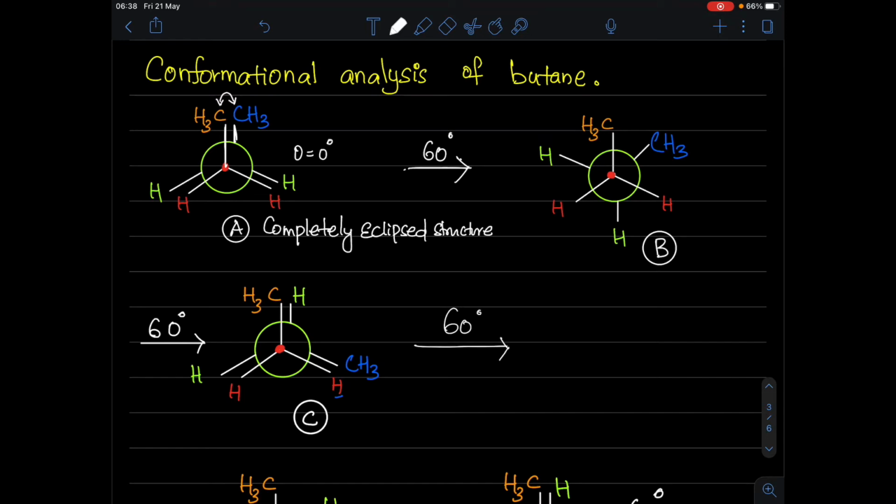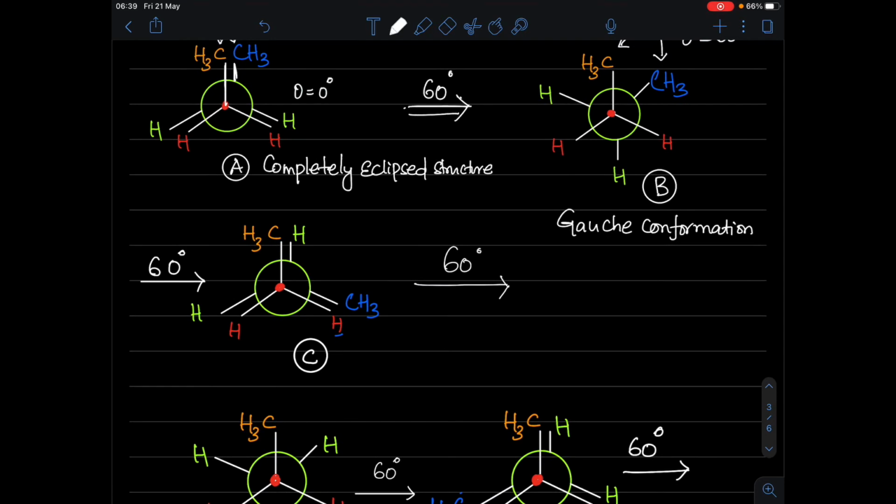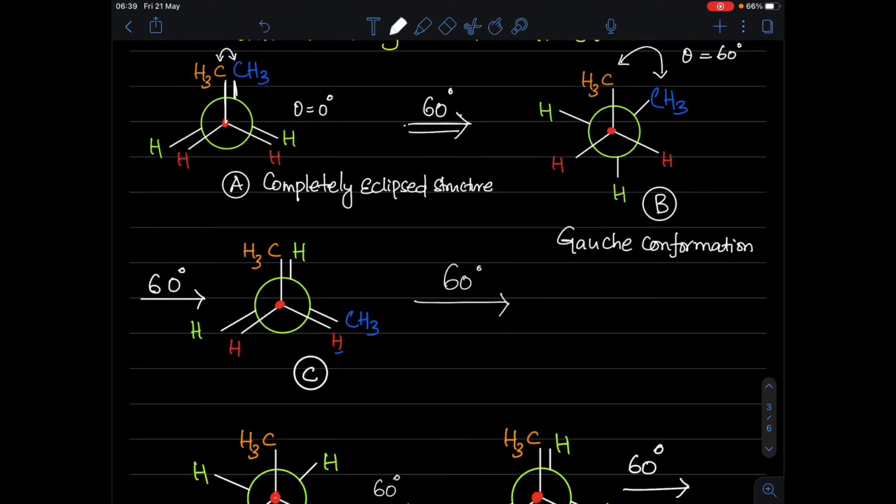If I rotate the molecule by 60 degrees, I get a different structure. Here in this structure, the dihedral angle between the two methyl groups is 60 degrees and none of the atoms or groups are eclipsing each other. This structure we call the gauche conformation. Rotating the molecule through another 60 degrees, again the molecule attains an eclipsed conformation. But the eclipsed conformation in this structure and in A is different. There the methyl groups are eclipsing each other. Here the methyl group and hydrogen are eclipsing each other.